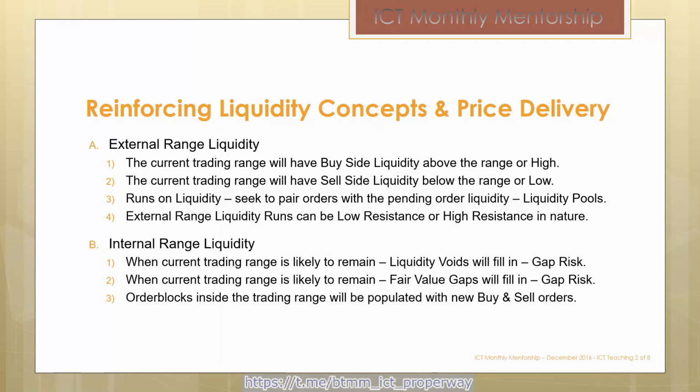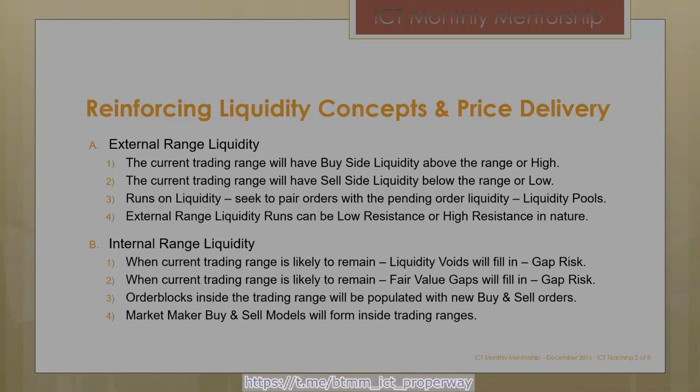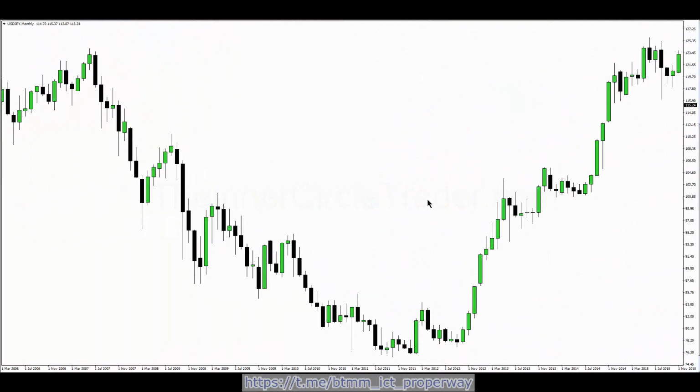Order blocks inside the trading range will be populated with new buys and or sells. Market maker buy and sell models will form inside trading ranges. Okay folks, let's take a look at external range liquidity and internal range liquidity, the difference between the two, and how we can utilize both.